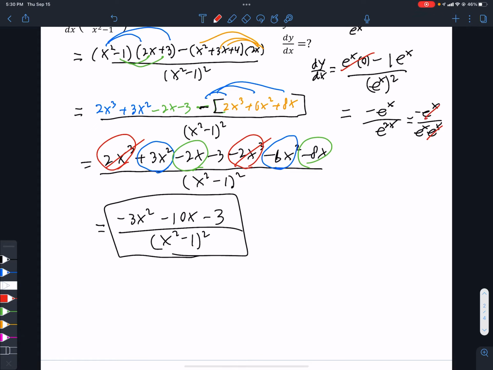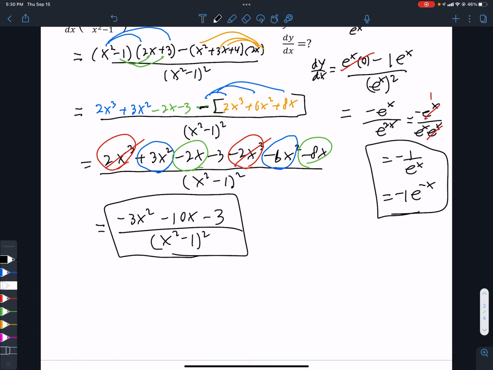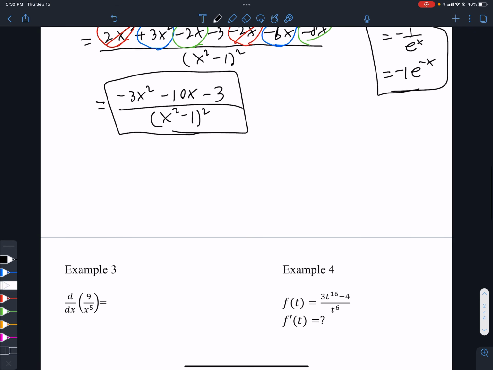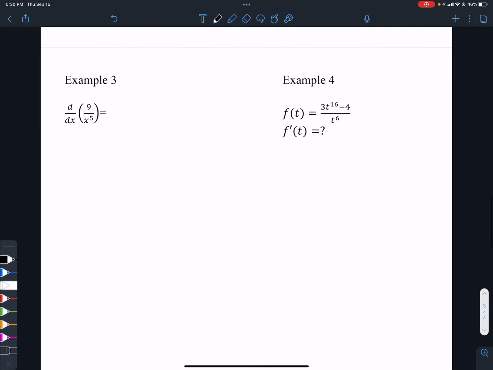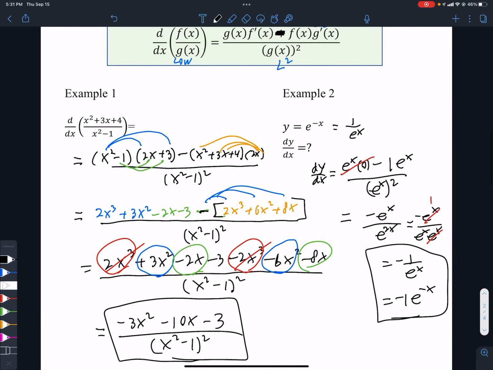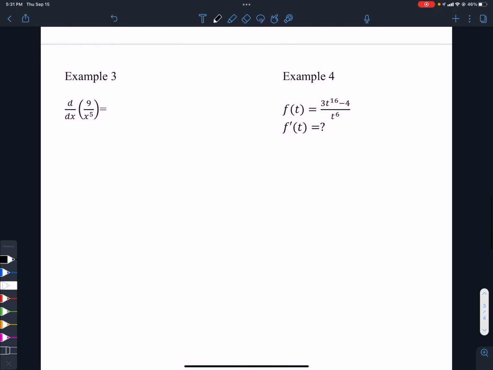One of these cancels, and I get negative 1 over e to the x, which is negative 1 e to the negative x. Either one of these is fine, but that's the next example, and that's going to be the quotient rule. All right, that's pretty much the lesson. We just want to do some more examples of these. So we have 3 more to go.